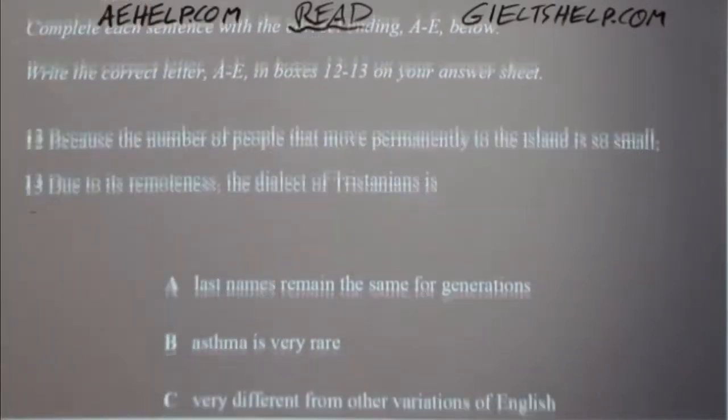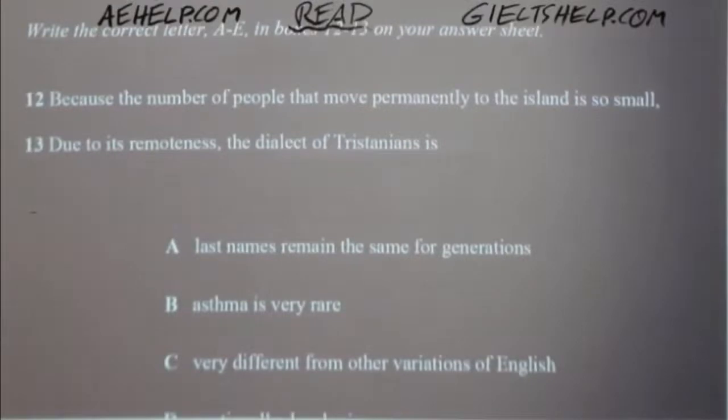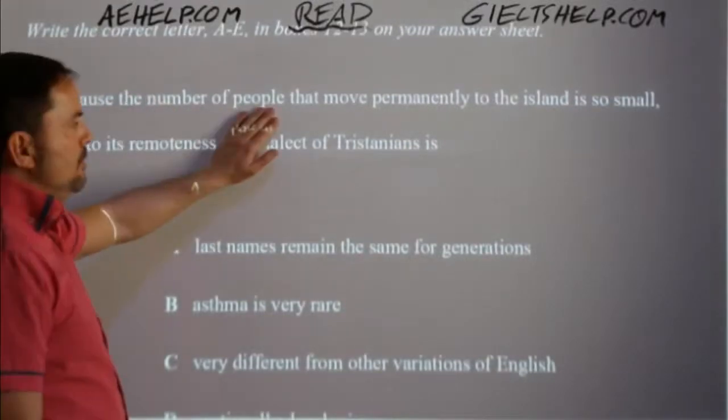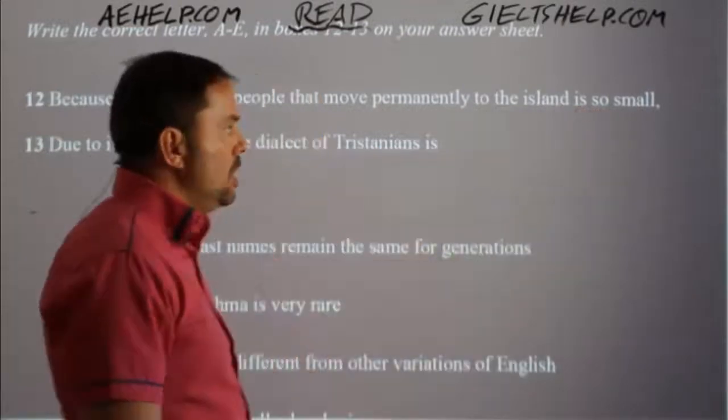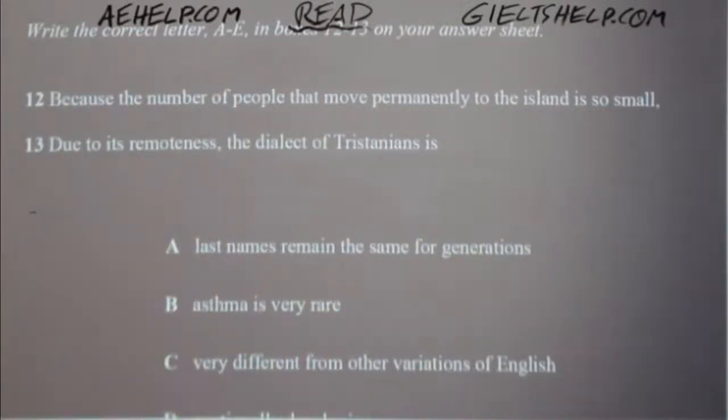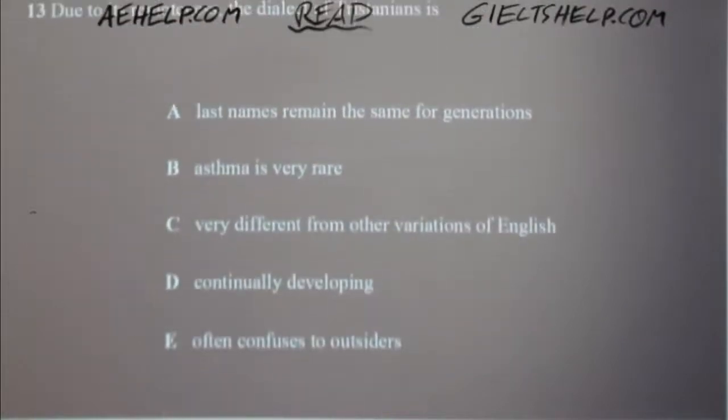All right, let's try the last two questions. Because the number of people that move permanently to the island is so small, what happens? So I have a good idea. Let's see if you can choose the right one. I visualized this, so maybe some of you did as well.